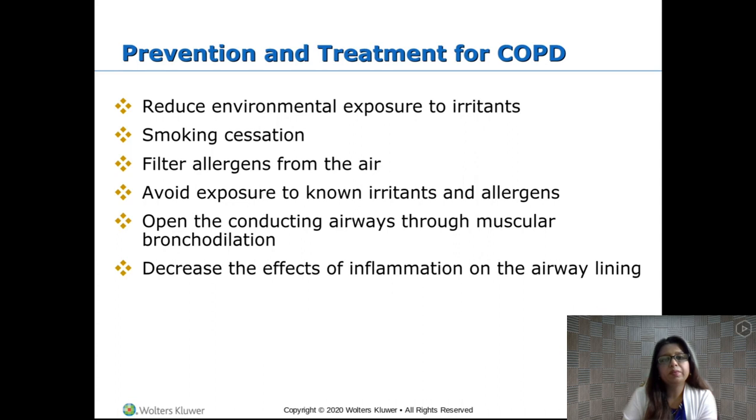Prevention and treatment of COPD: reduce the environmental exposure to irritants, smoking cessation, filter allergens from the air, avoid exposure to the known irritants and allergens, open the conducting airways through muscular bronchial dilatation, and decrease the effects of inflammation on the airway lining.